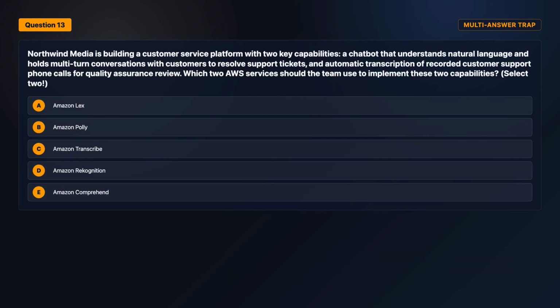Next up, question 13. The wrong answers are close. Northwind Media is building a customer service platform with two key capabilities: a chatbot that understands natural language and holds multi-turn conversations with customers to resolve support tickets, and automatic transcription of recorded customer support phone calls for quality assurance review. Which two AWS services should the team use to implement these two capabilities? Select 2. Review the answer choices on screen.